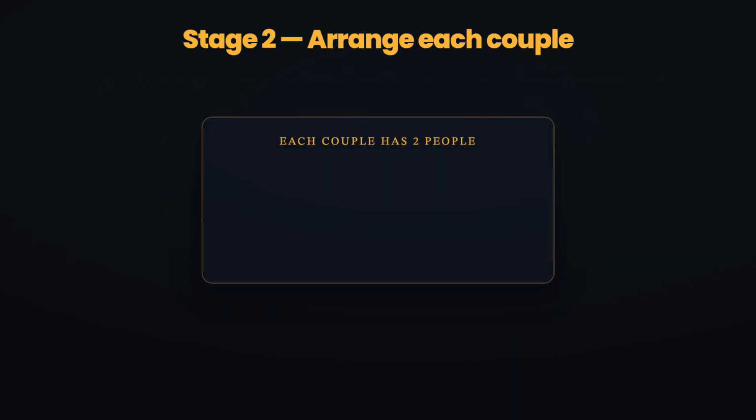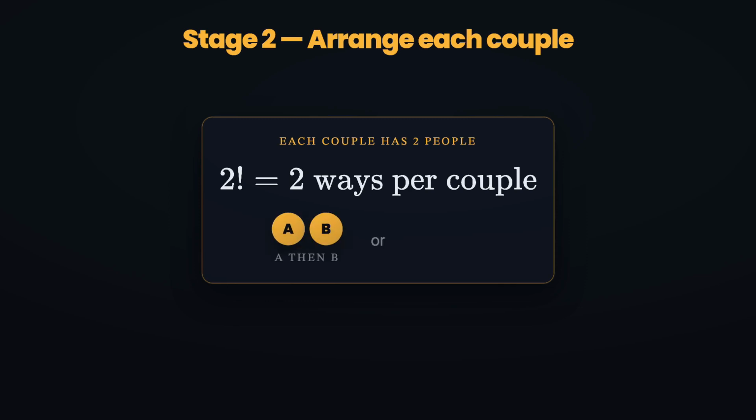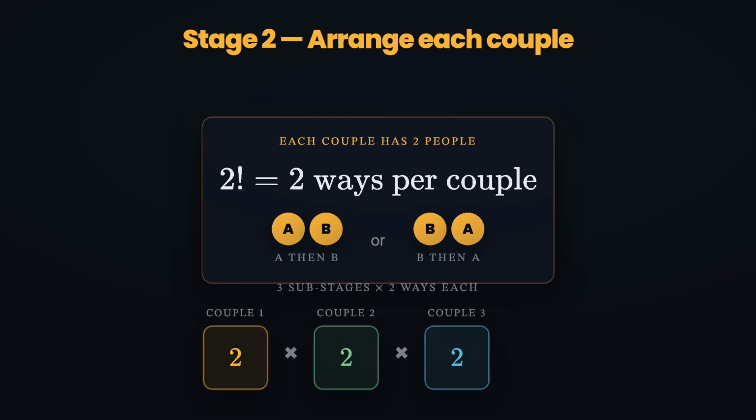Each couple has 2 people, so we can arrange them in 2 factorial, which equals 2 ways. Alternatively, you can just imagine that there are only 2 ways each couple can sit, boy left, girl right, or girl left, boy right. We have 3 stages, each with 2 ways, so by the multiplication principle, we have 2 times 2 times 2 equals 8 ways to arrange all the couples.